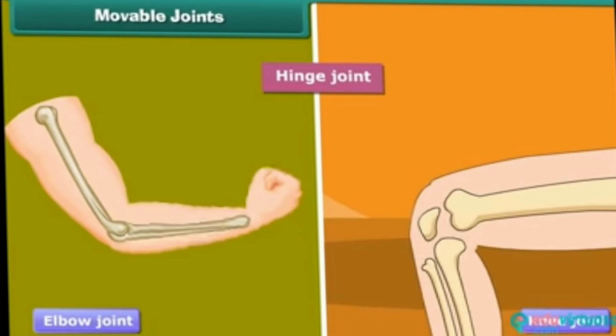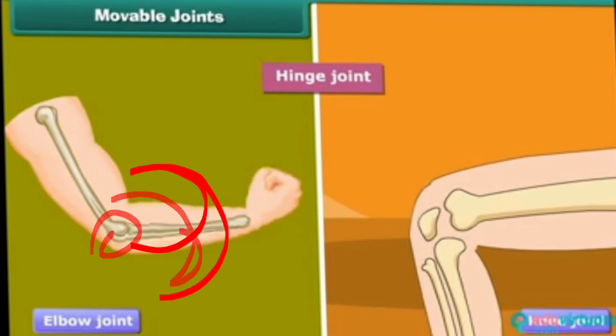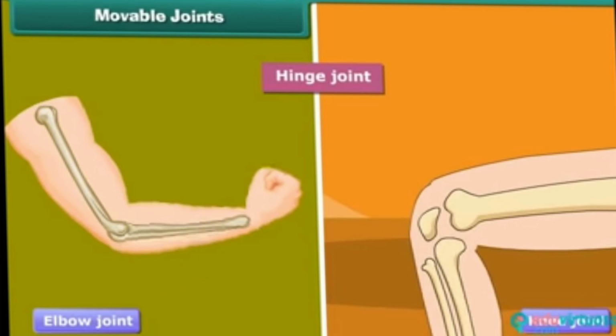What is a hinge joint? It allows only back and forth movement. With the help of this joint, what do you do? According to this joint, the hinge joint allows your forward and back movement. Such joints are present in the knee, elbow, fingers and toes.